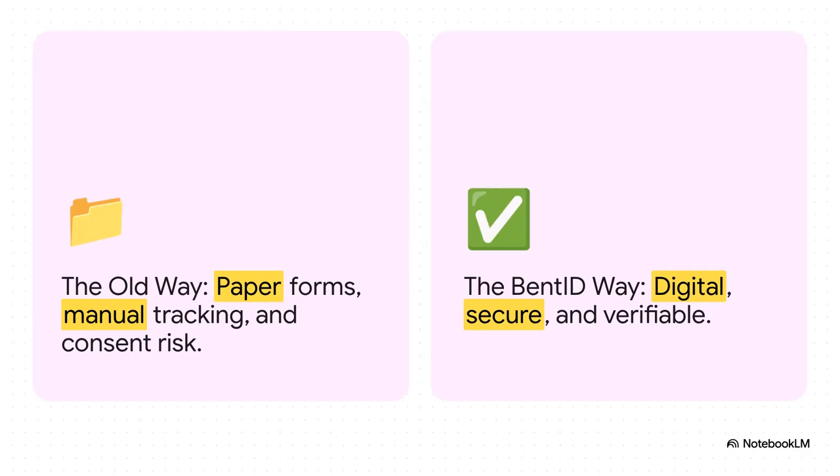The old way is, well, it's a nightmare. It's all paper forms, trying to track everything by hand, and just crossing your fingers that you never have a problem with consent down the line. But the new way, the BentID way, flips the script completely. Everything is digital and secure. But the most important word here is verifiable. That's the real game changer, and we're going to dig into what that actually means.